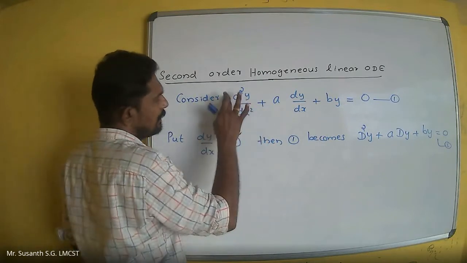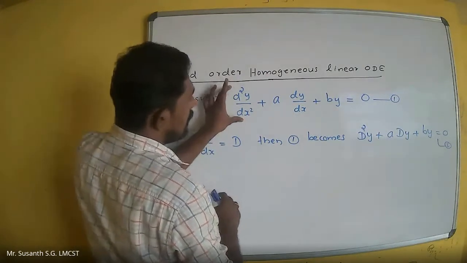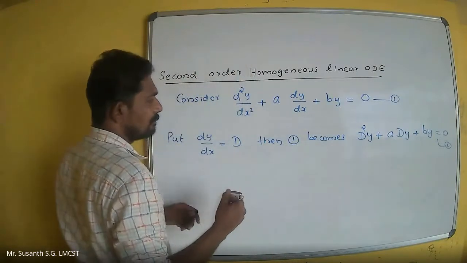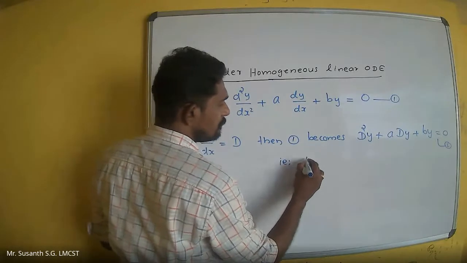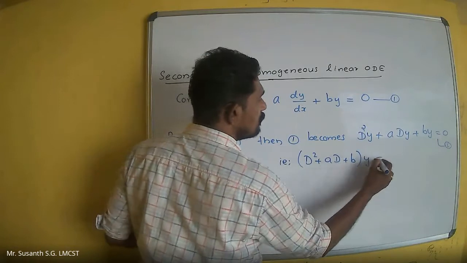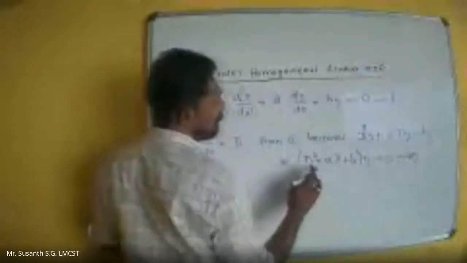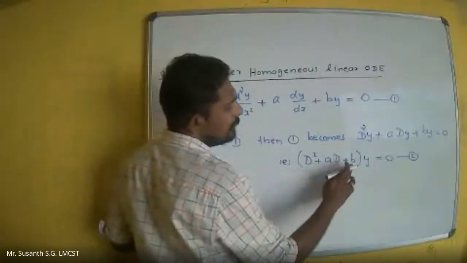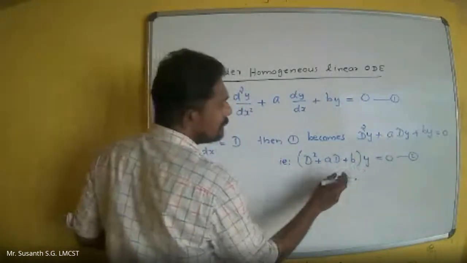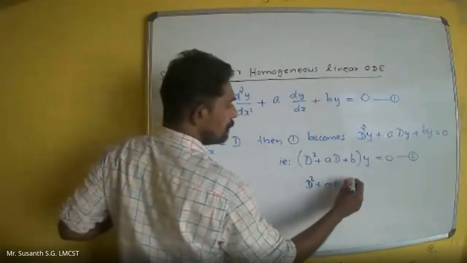In this case we substitute capital D is equal to d by dx. So this becomes D square y plus a into D y plus b y is equal to 0. That is, D square plus aD plus b into y is equal to 0. Here y is not equal to 0, so D square plus aD plus b is equal to 0.